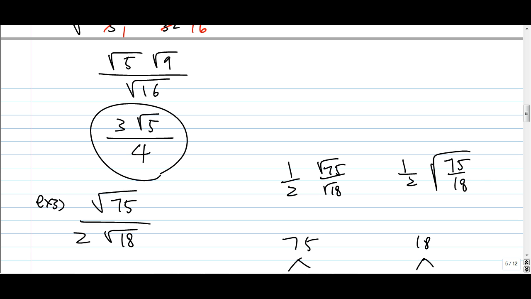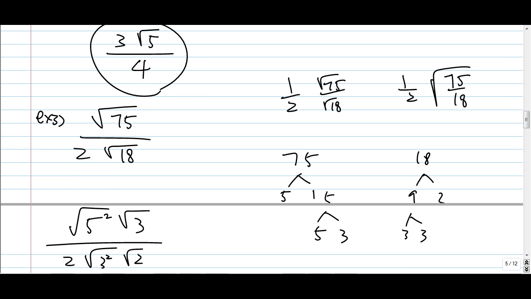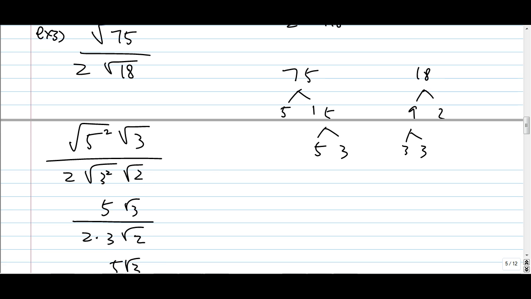If you didn't see this, it's a little bit easier if you did, but it's okay. Just do a factor tree for 75 and 18, and I get 2 5s and rad 3 for 75, and 2 3s for 18 and rad 2. So what does this become, Brian? 5 rad 6 over 6? Don't you mean 5 rad 3? Because 75 is 5 times 5 times 3, isn't that right? So you get 5 rad 3 over 2 times 3, which is 6 rad 2.